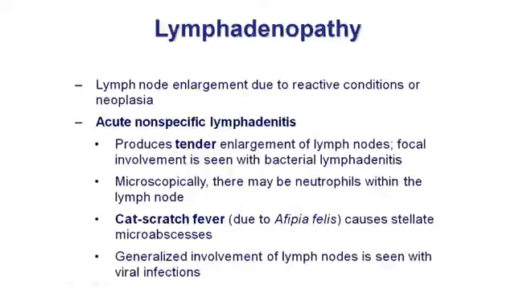Now, when we see the term lymphadenopathy, that means enlargement of the lymph node. It can be secondary to infection. It could be a reactive condition, or it could be neoplastic in nature. So we talk about our acute, nonspecific lymphadenitis. We're talking about acute inflammation of the lymph node. It's going to be large and it's going to be tender. Why? Because of your cardinal signs of acute inflammation. So on the exam, you get the history of a tender lymph node, think acute inflammation and bacterial infection.